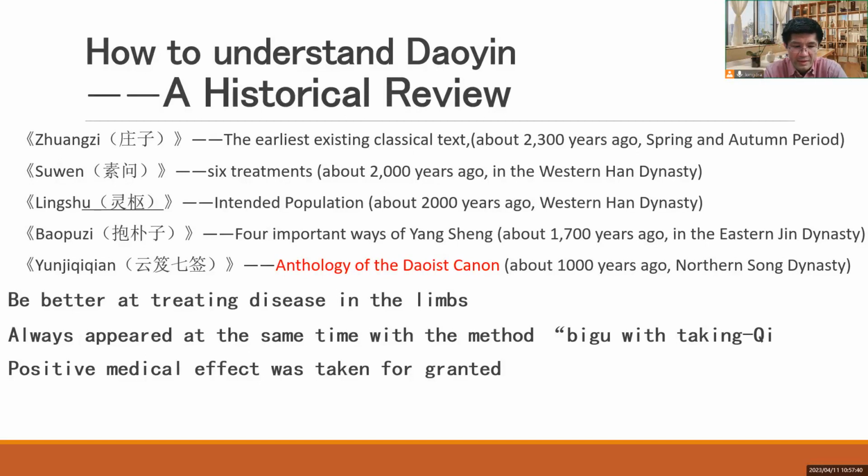This book suggests that Daoyin has at least three characteristics. First, compared with leading qi, Daoyin is better at treating diseases of the limbs. Second, Daoyin always appeared in conjunction with the method Bigu with taking qi, that is, fasting by substituting qi for food. Thirdly, its positive medical effects were taken for granted. There are more details about this step.